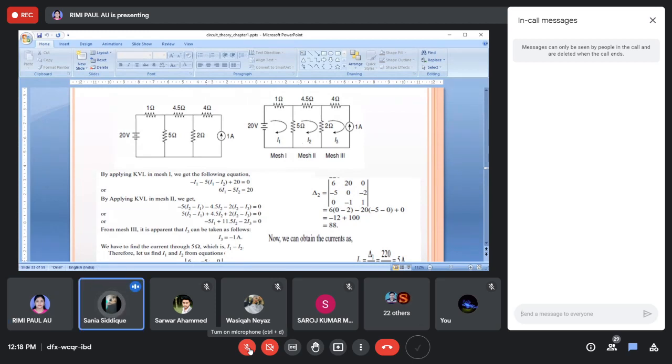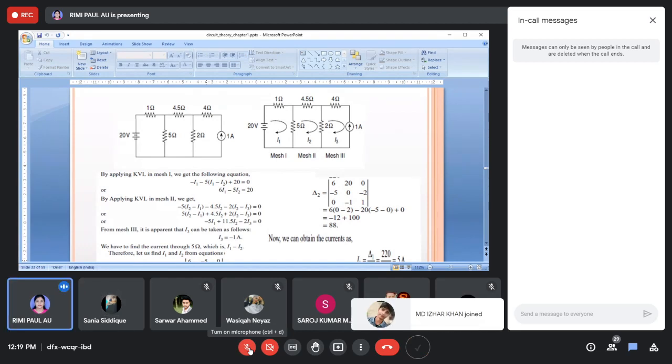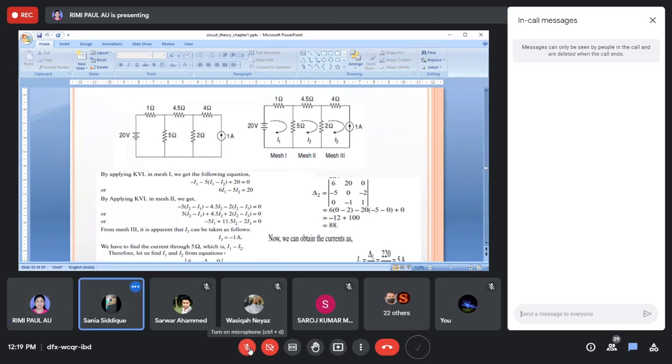Ma'am, for mesh 3, it will be I3 minus I2 into 2, plus I3 into 4 is equal to 1. What's your roll number? 24.